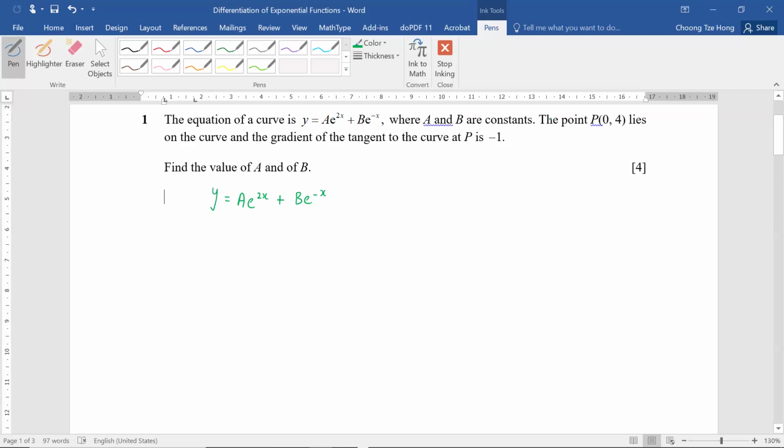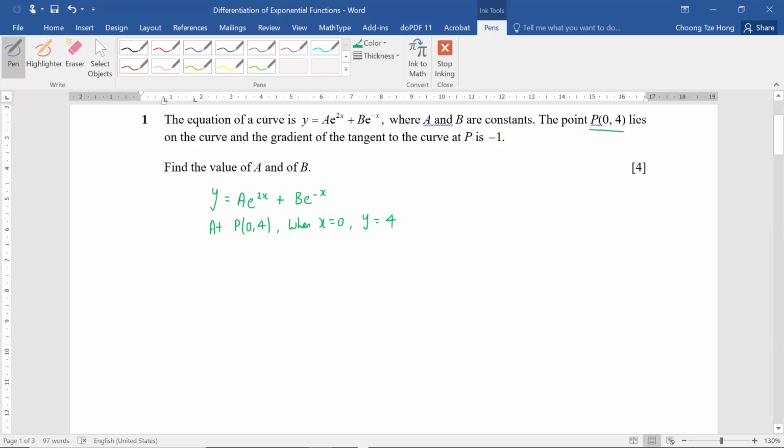The first piece of info that is given to us is that the point P (0, 4) lies on the curve. This means that the curve passes through (0, 4), and it also means that for this equation, when x equals 0, y equals 4. This will enable us to find the first equation. So that's basically what we are going to do. At P (0, 4), when x equals 0, y equals 4.